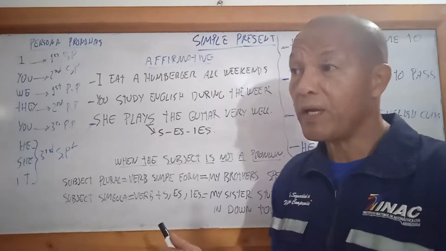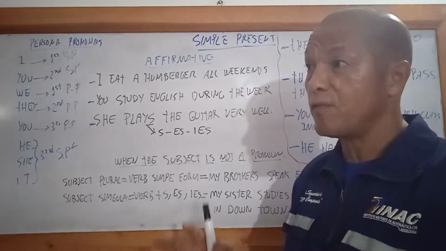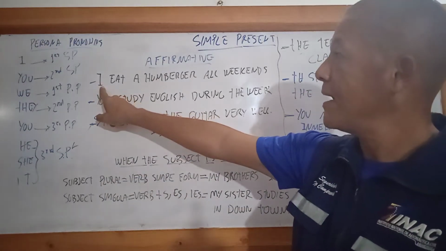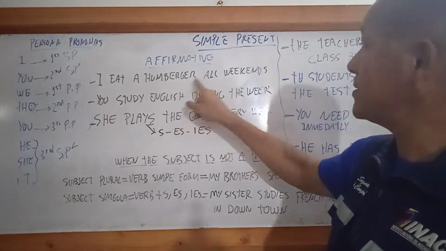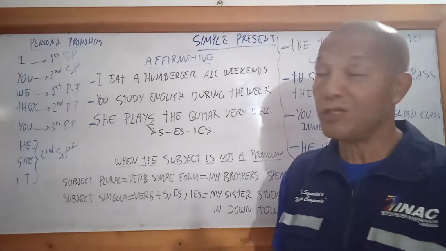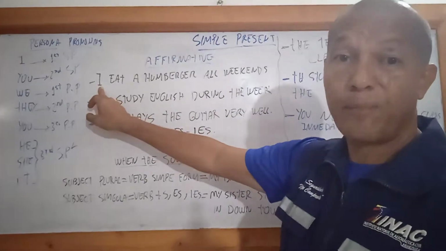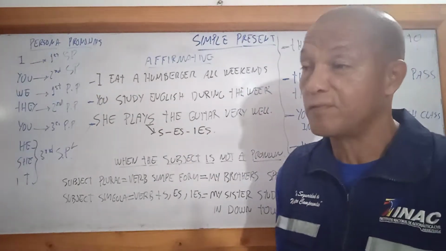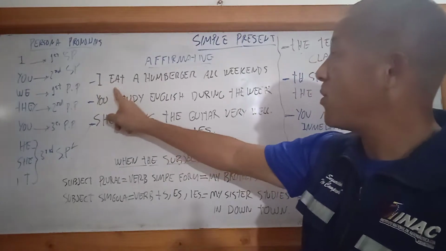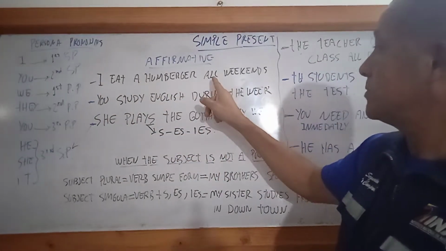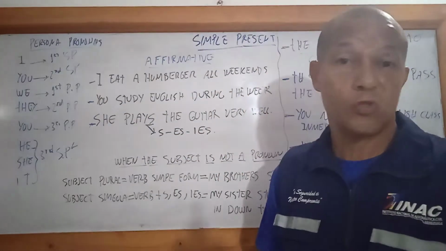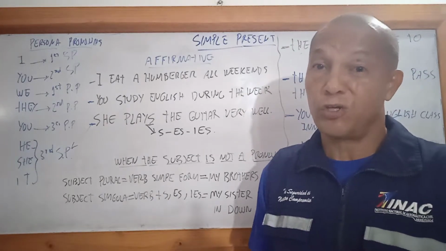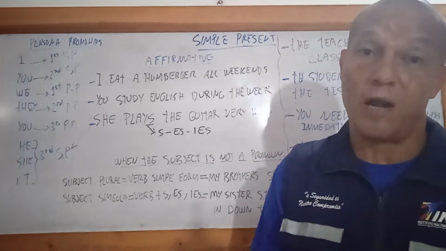In this case, we can use the verbs or the structure of a sentence as in Spanish. For example, look at this sentence. I eat a hamburger every weekend. As in Spanish, the personal pronoun and the verb are located in the same way. For example, yo como una hamburguesa todos los fines de semana. In the same way in English, I eat a hamburger every weekend.